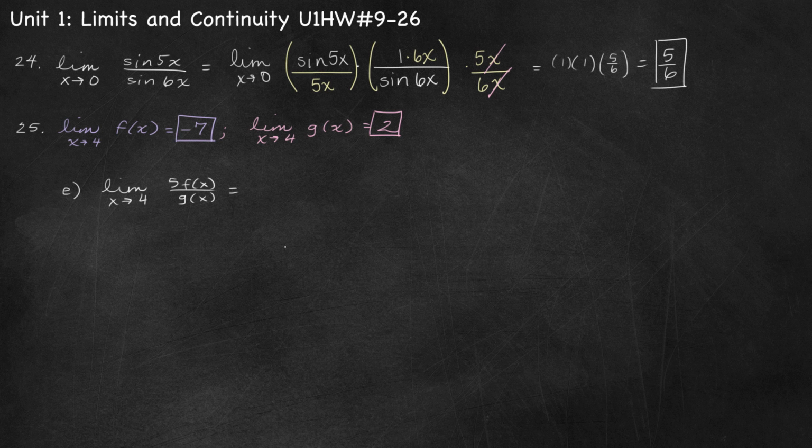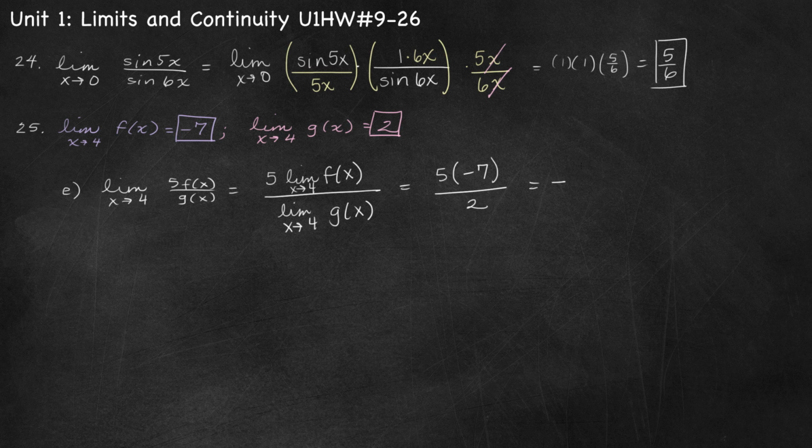Part E, the limit as x approaches 4 of 5 times f over g, we can write as 5 times the limit as x approaches 4 of f of x over the limit as x approaches 4 of g of x. So that's 5 times negative 7 over 2, or negative 35 over 2.